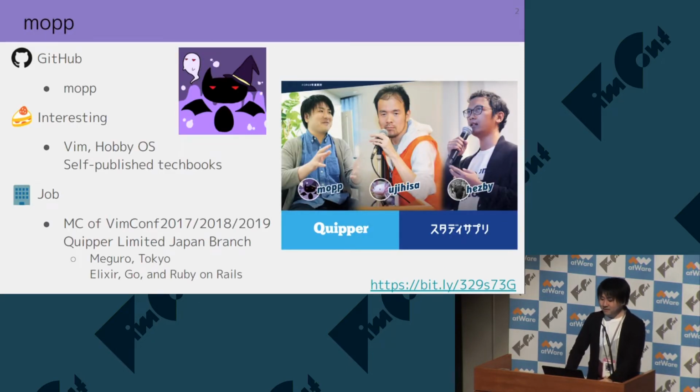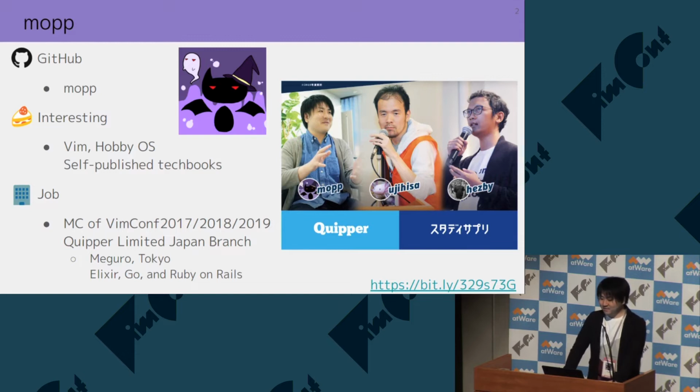My name is mopp. Also, my GitHub ID is the same. Usually, I use this icon. And I am interested in Vim, hobby operating systems, and self-published technical books. As you know, I have worked as MC on VimConf 2019, 2018 and this year.